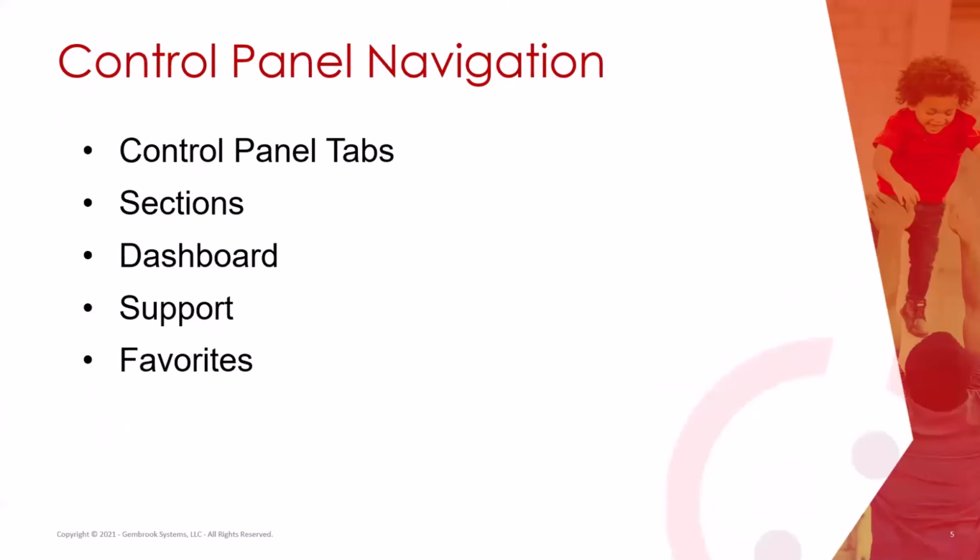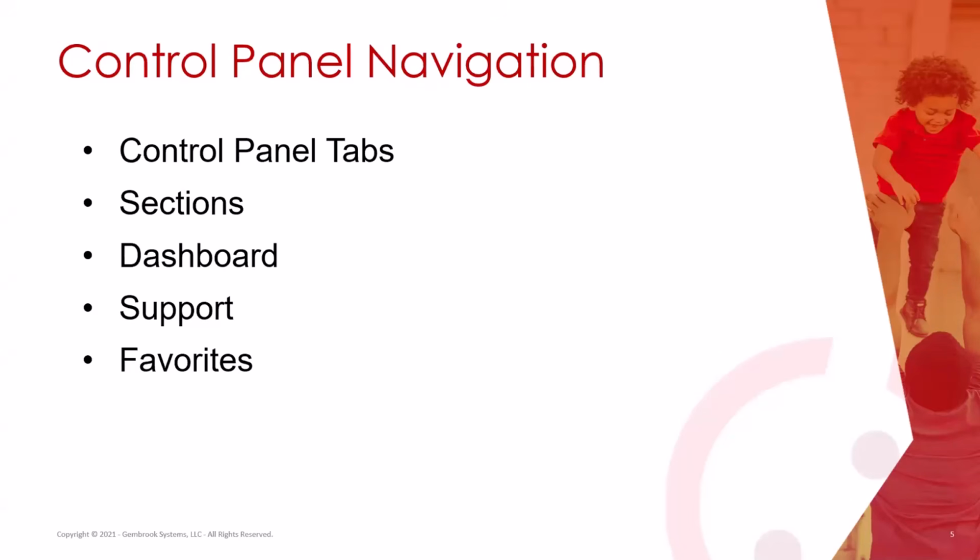So I'm logged in as an administrator on a demo website that I'm going to change to in just a minute, but we're going to take a look at prioritizing how to understand what sections of the control panel there are for your clubs. We'll look at the different tabs in the control panel we have. We'll also take a look at the different sections inside those tabs. And then we'll look at a couple unique tabs. So we'll look at the dashboard tab, and we'll also look at the support tab. And then we'll talk about favorites, a really useful tool for getting around the control panel.